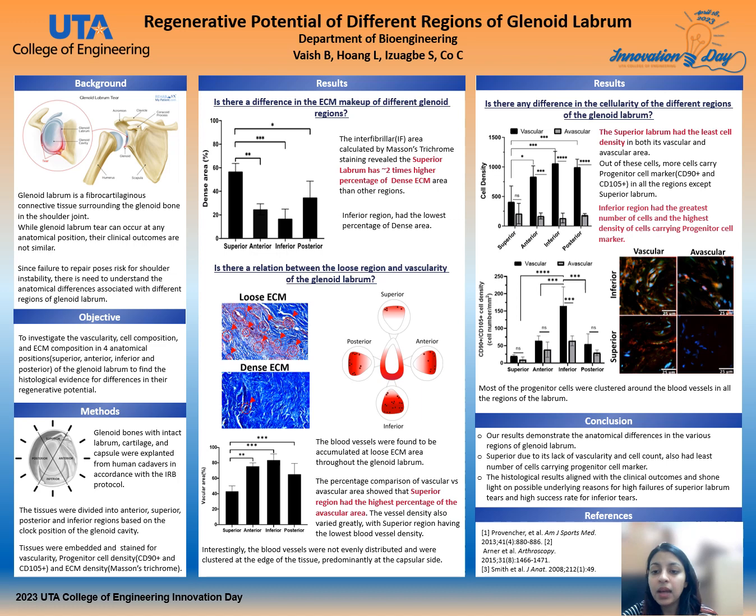When we labeled and quantified the progenitor cells, the main cells which would be responsible for differentiating and producing new ECM for regeneration of the torn labrum, we found that the inferior region had a very high number of progenitor cells associated with it, whereas the superior region had little to no progenitor cell density.